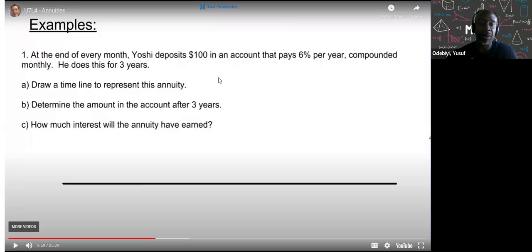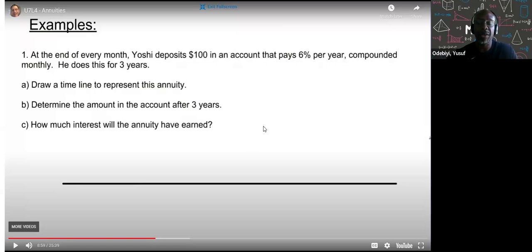So after the first month, he puts 100, and then you get some interest on that. After the second month, third month, and if we're talking about 3 years, that's going to be 36 months. He's doing that for every month for 36 months. And then it says determine the amount of money in the account after 3 years. That means after 36 months. And then how much interest will the annuity have earned?